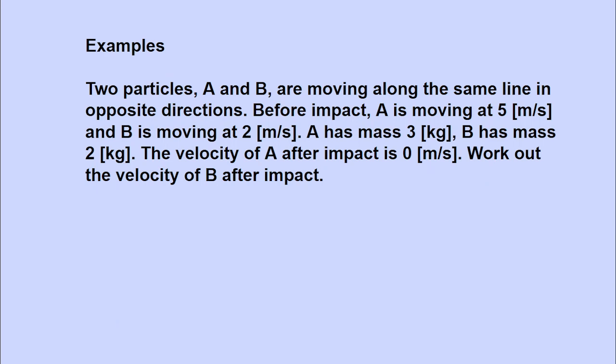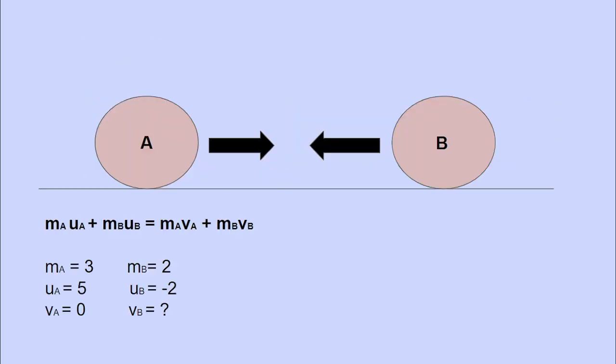Let's take a look at an example to illustrate this concept. Two particles A and B are moving along the same line in opposite directions. Before impact, A is moving at 5 meters per second and B is moving at 2. A has mass 3 kg and B has mass 2. The velocity of A after impact is 0 meters per second. Work out the velocity of B after impact. We have this scenario.